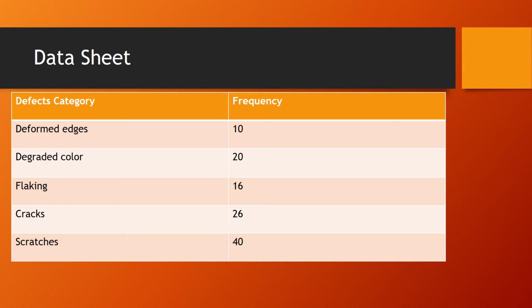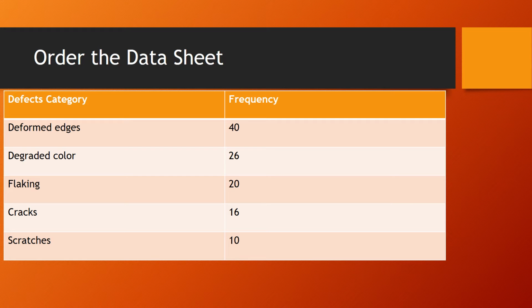So you can see that in this data sheet, we have collected the last 2 months of data. We can see the defect categories: deform edges, degraded color, flaking, cracks, and scratches. On the other side, it indicates the number of times these defects occurred during the last 2 months period, which we identified as the frequency. So the deform edges occurred 10 times during the last 2 months period.